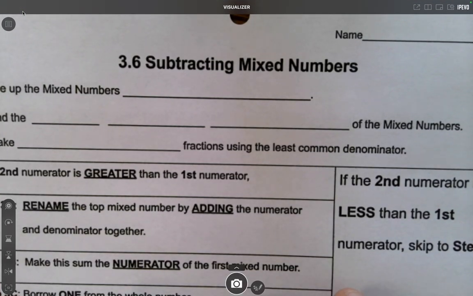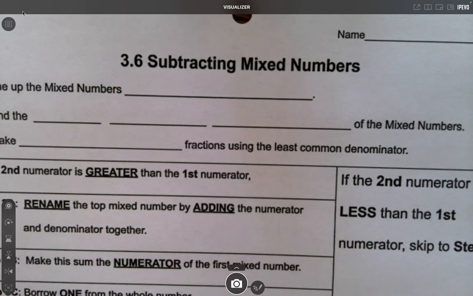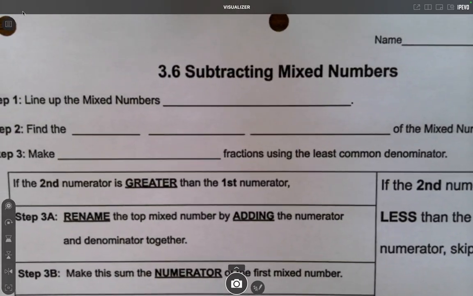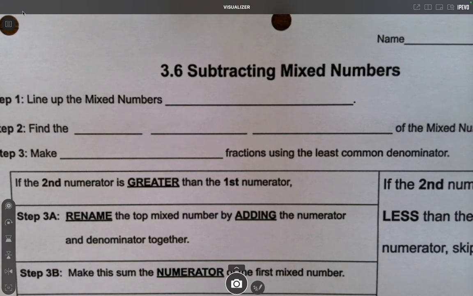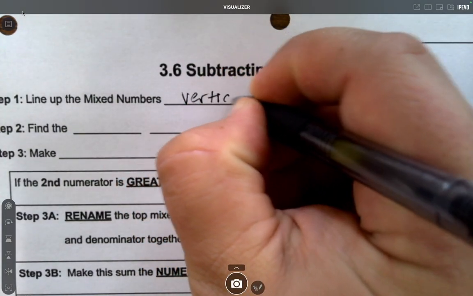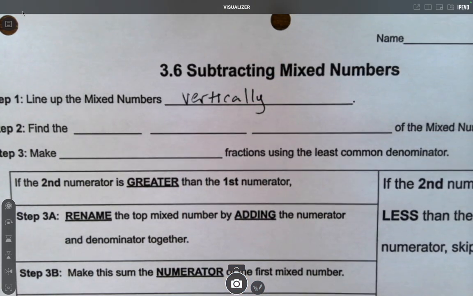Well, you know how to add mixed numbers. Now we look at how to subtract mixed numbers. When we're subtracting, it's actually recommended we line up the mixed numbers vertically. There's not a mathematical reason you have to do it adding horizontally and subtracting vertically. It just seems to be a little easier when we work it that way.